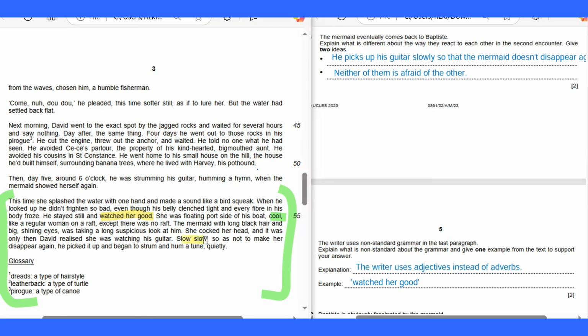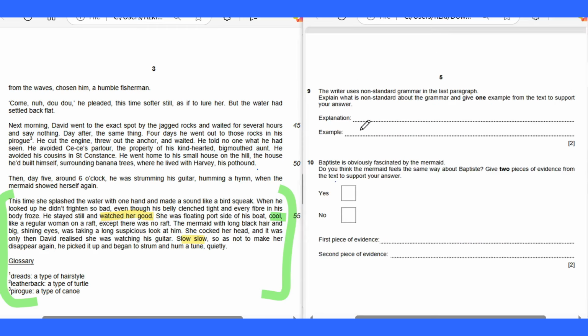Slow can also be the answer, the example, like the writer used repetition of words and there's no comma between slow and slow. Alright, let's move on. Baptiste is obviously fascinated by the mermaid. Do you think the mermaid feels the same way about Baptiste? Give 2 pieces of evidence from the text to support your answer. Yes or no. First piece of evidence, second piece of evidence.